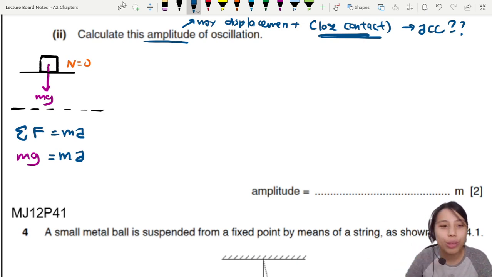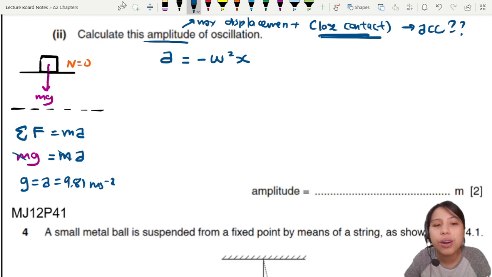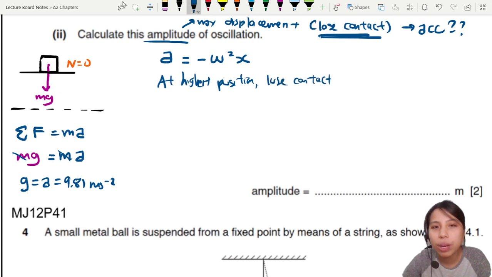So what's our clue here? Mass is the same now, okay? So g is the acceleration, which is 9.81 m s^-2, since we are on planet Earth near the surface. So now we can use our simple harmonic equation: acceleration equals negative omega squared x. Okay, so at the maximum highest position, where we lose contact, that's where we're going to find our amplitude, because we know the acceleration.